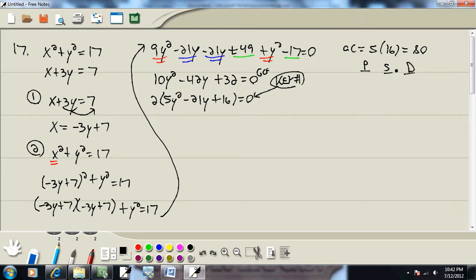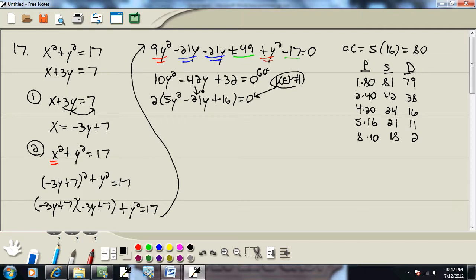And we're going to come up with 3 columns. The P column, where we'll list all products, give us 80. There's 1 times 80, 2 times 40, 4 times 20, 5 times 16, 6, no, 7, no, 8 times 10. In the sum column, we add those numbers together. 1 plus 80 is 81, 2 plus 40 is 42, 4 plus 20 is 24, 5 plus 16 is 21, 8 plus 10 is 18. In the difference column, we subtract them. Subtract smaller from larger. 80 minus 1 is 79, 40 minus 2 is 38, 20 minus 4 is 16, 16 minus 5 is 11, 10 minus 8 is 2.